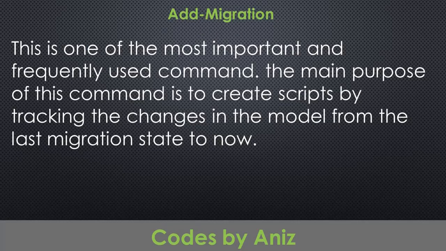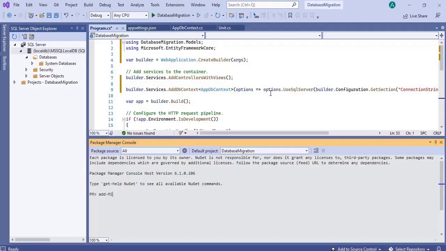Now let's start the database migrations. First command is add-migration. This is one of the most important and frequently used commands. The main purpose of this command is to create scripts by tracking the changes in the model from the last migration state to now. In the package manager console window, type add-migration and give a name for the migration.